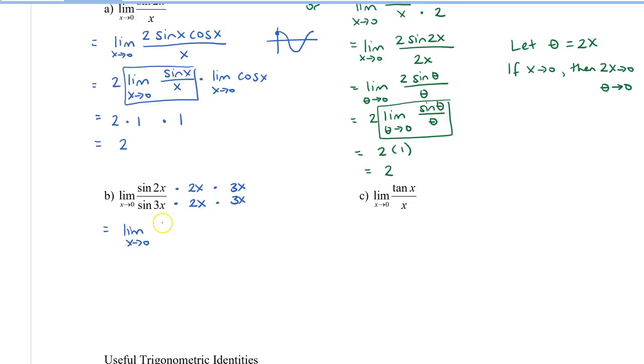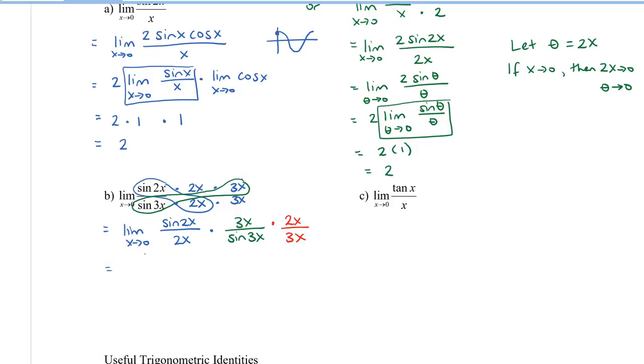So what I want to do is line up the sine 2x, and join it with this 2x in the bottom, times, and I want to join the 3x over here with this sine 3x over there. So I have a 3x in the numerator and a sine 3x in the denominator. And then what I have left is a 2x on the top and a 3x on the bottom.